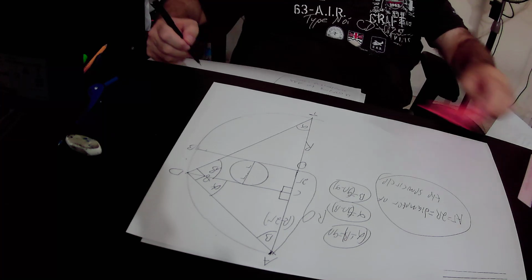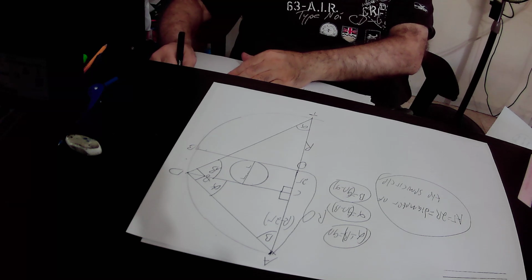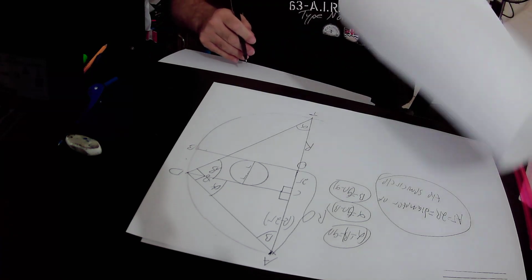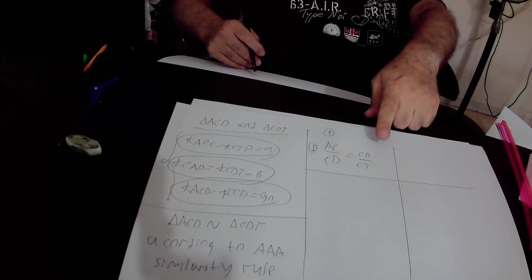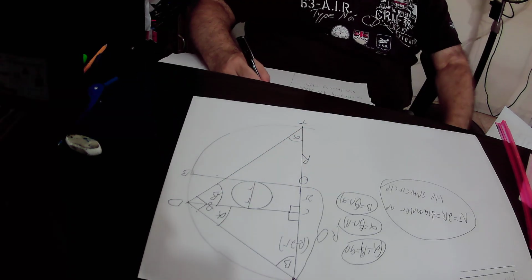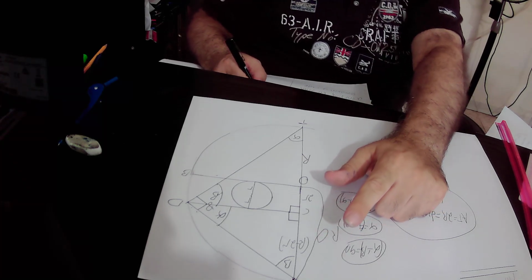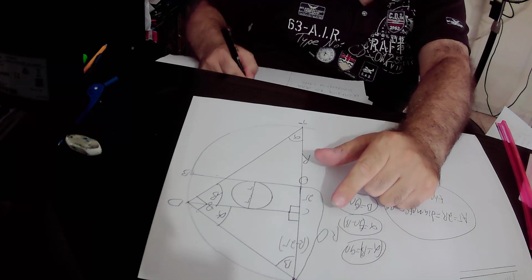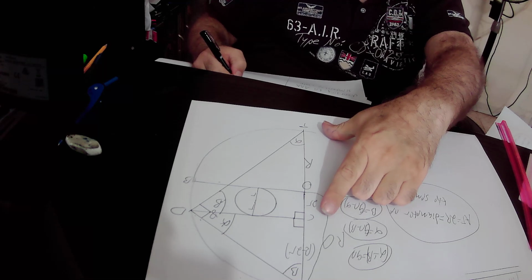I repeat again, because the two right triangles are similar to each other, we conclude that AC over CD equals CD over CT. Okay. AC equals capital R minus 2R, CD equals 8, and CT equals 2R plus capital R.